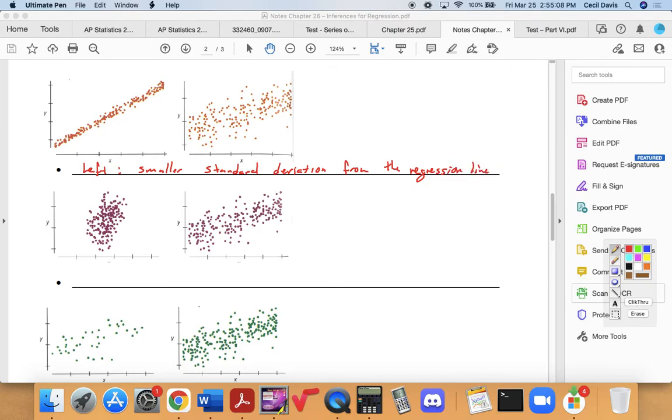Your residuals would all be really small on the one on the left, and then on the right, there's some small, some big. So a bigger standard deviation. What about this next one? Which one is going to be better? The one on the right.